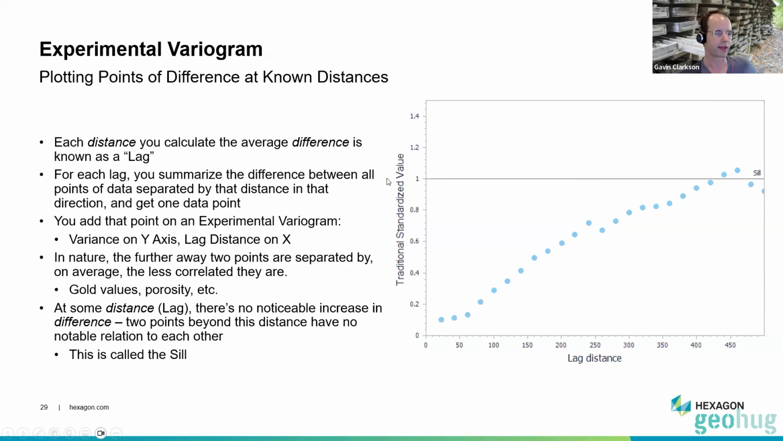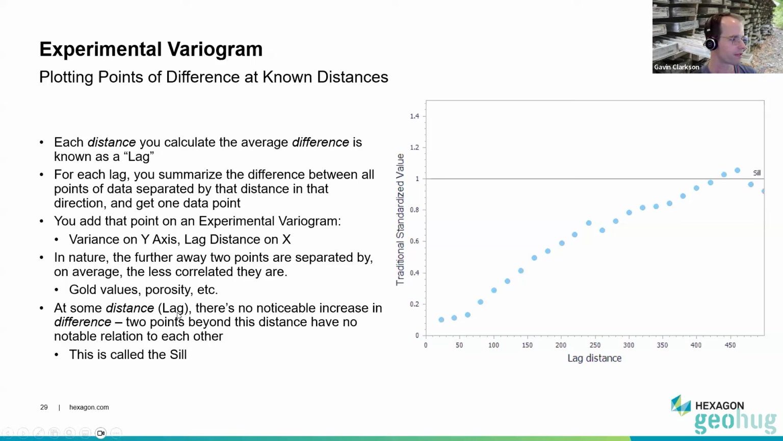And typically in nature, as values are further and further apart, they're less and less correlated with each other. They're less related. You expect 2 samples you picked up within arm's reach of each other to be more similar to each other than 2 samples that are maybe 300, 400, 500 meters away. You would expect them to be on average more different. And that's what you tend to see in a well-behaved variogram. It climbs to a value beyond which they're no longer related or correlated to each other.